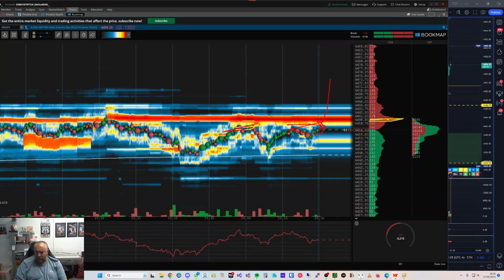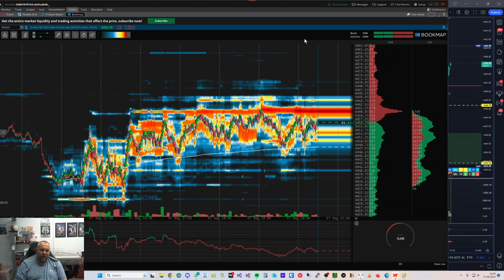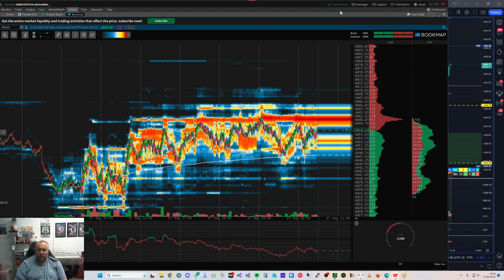But what I use Bookmap for is just to see where these areas of supply and demand are. So if it's coming into an area, one of my areas I defined in the pre-market, then potentially that could be a rejection. I'm looking for a rejection.